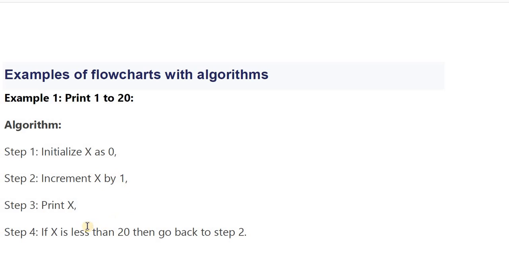So similarly this process will continue up to 20. So the numbers 1, 2, 3, 4 up to 20 will be displayed. So this is the algorithm to display the numbers from 1 to 20. Clear? So this is how the algorithms are written.